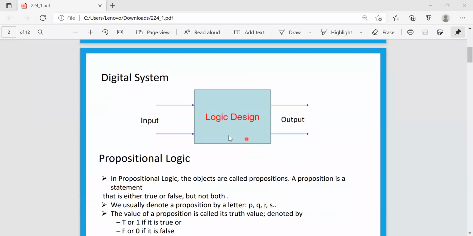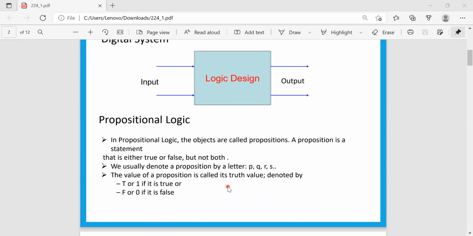In a digital system, we give an input and get an output, and the function of this system is done through logic design.